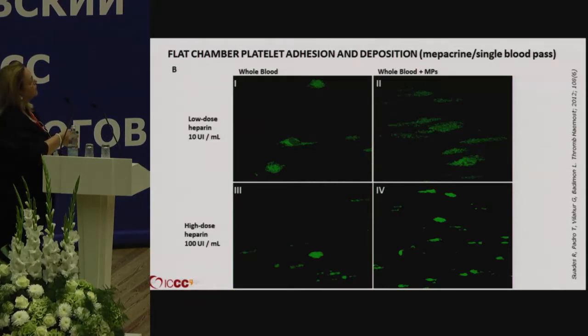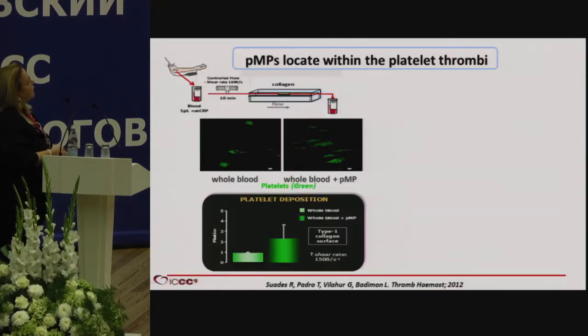of microparticles. Pay attention, this is control blood, this is in the presence of microparticles. There are many more adhesive platelets, but also these amounts of platelets are growing in thickness, meaning they are aggregates, not only adhesion, but also aggregation is affected by these microparticles. So, where do these microparticles locate?